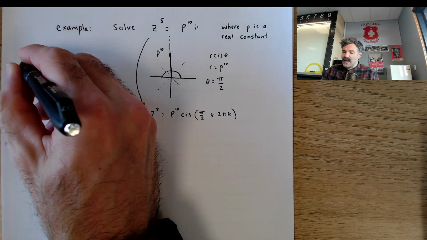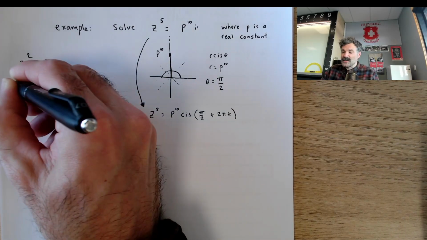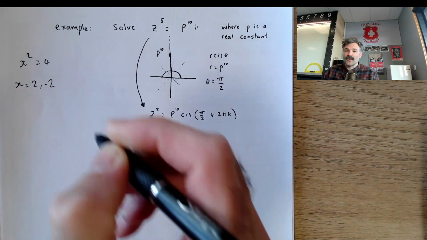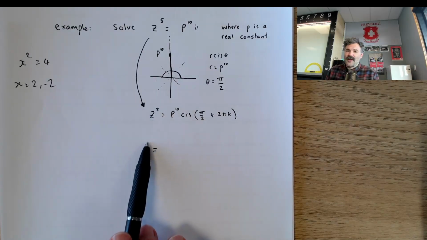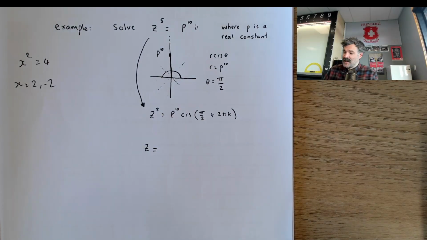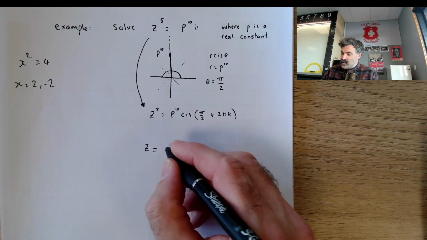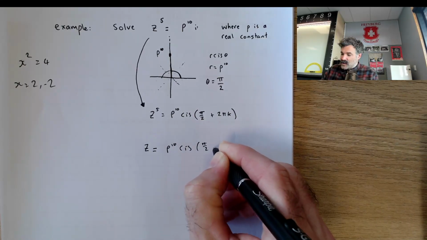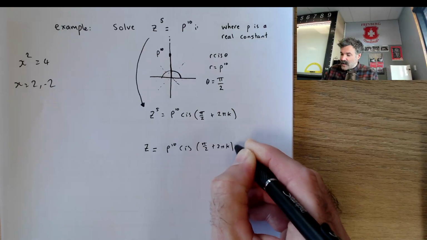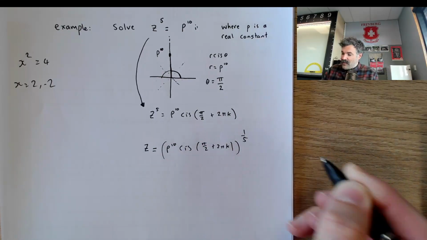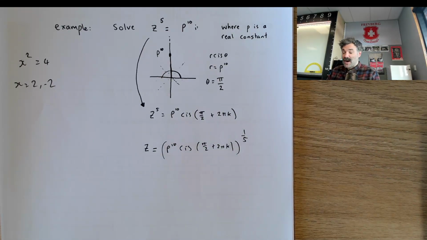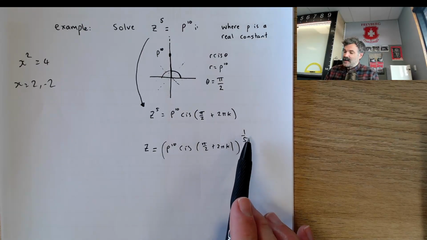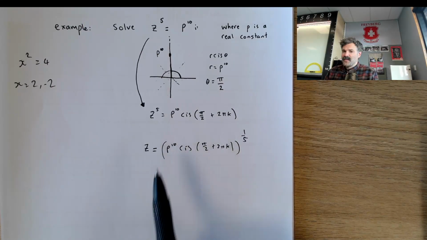Remember, if we're doing x squared is equal to 4, the goal is to get it to x. It's 2 and negative 2, right? So our goal is to take the z to the 5 and get the solution, which is going to be z. And I need to take the 5th root. So it's p to the 10 cis of pi over 2 plus 2 pi k all to the power of 1 over 5. And using de Moivre's theorem, this essentially multiplies the powers.